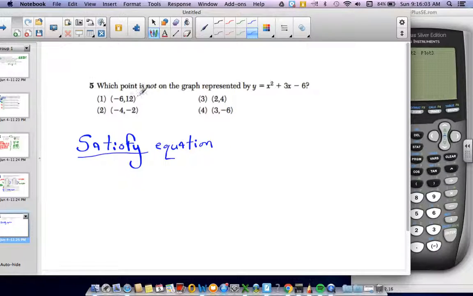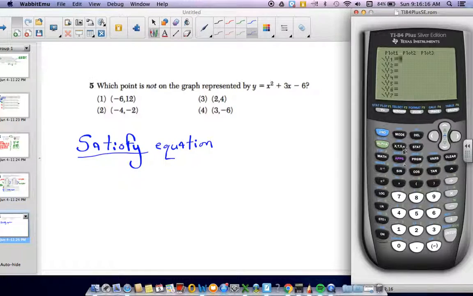We can sit here and plug in all 4 choices, replacing the x value with the x coordinate and replacing y with the y coordinate. A little bit quicker here, I think it would be faster if we type this into y equals. This way we can just look at all 4 points at once and see which one does not belong. So just the phrasing of the question here, only one point is not going to work. So I'm going to type it into y equals. I'm going to hit second graph to get my table.